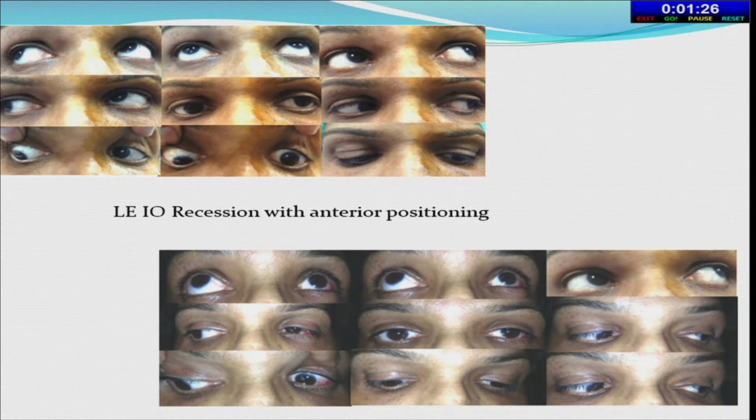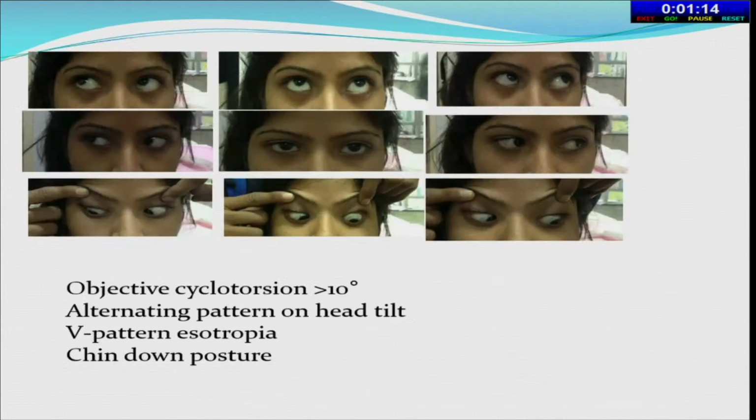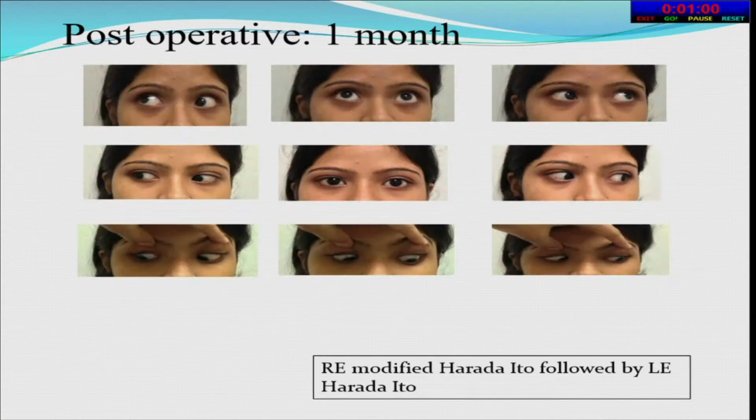This is just to demonstrate a case of superior oblique palsy where an inferior oblique recession was done along with anterior positioning to correct the hypertropia as well as the torsion. This is a case of bilateral superior oblique palsy. You can see that the vertical deviation is not so much, while the patient mainly complained of the subjective cyclotorsion. And here the surgery of choice is the Harada-Ito procedure.